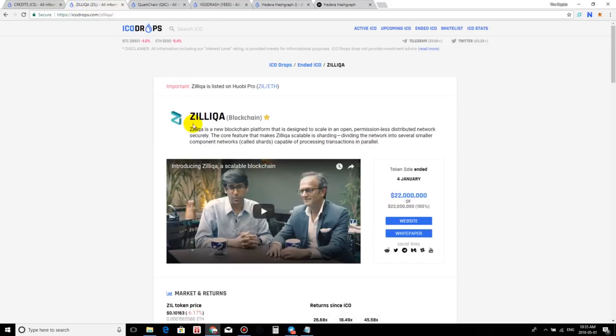Now we look at Zilliqa, another high-performance blockchain. Zilliqa is a new blockchain platform that is designed to scale in an open, permissionless, distributed network securely. The core feature that makes Zilliqa scalable is sharding, dividing the network into several smaller component networks called shards. I think Ethereum wants to implement sharding because it's more scalable. It's going to help process transactions far faster than the current systems in place, like proof of work, proof of stake, and delegated proof of stake, which we will get into very soon.